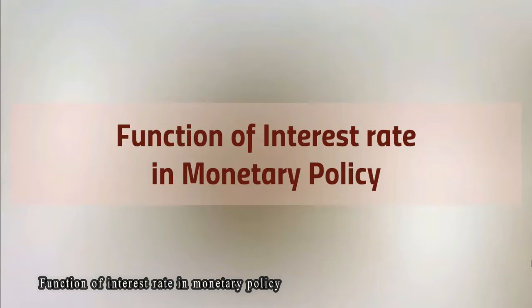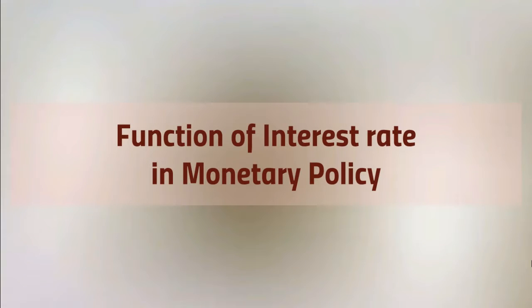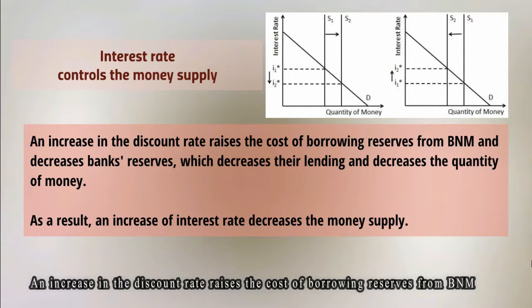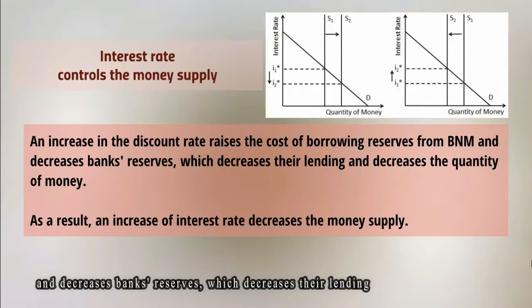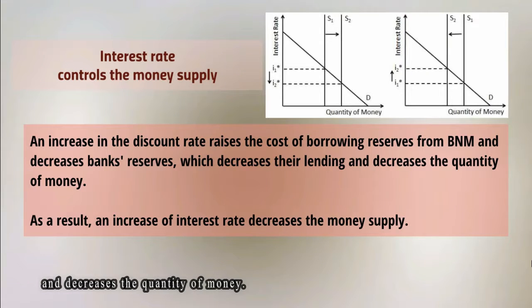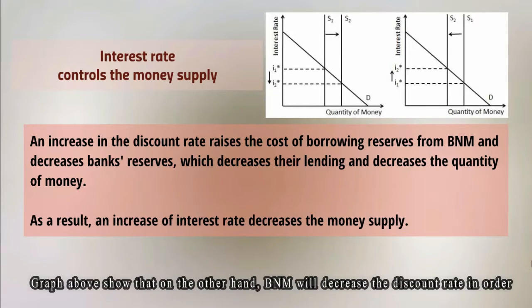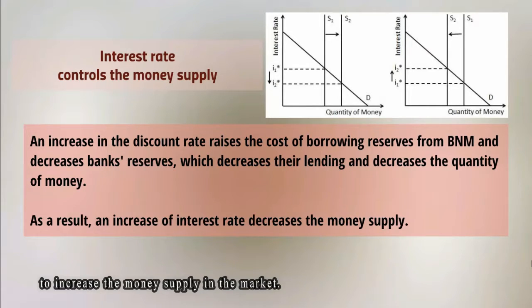Function of interest rate in monetary policy. Do you know that interest rate controls the money supply? An increase in the discount rate raises the cost of borrowing reserves from BNM and decreases banks' reserves, which decreases lending and decreases the quantity of money. As a result, an increase in interest rate decreases the money supply. As the graph above shows, on the other hand, BNM will decrease the discount rate in order to increase the money supply in the market.